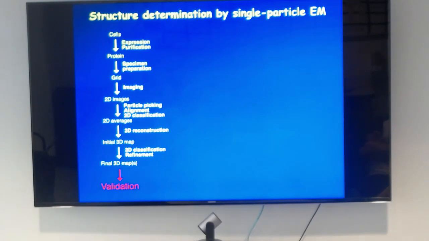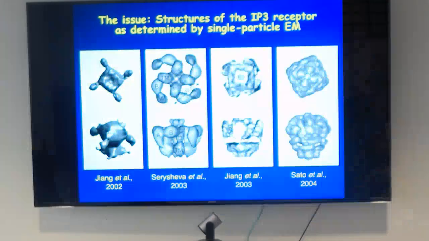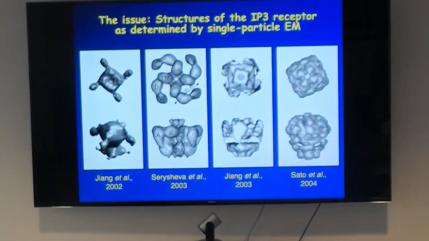So the idea is, if you do everything correctly these days, validation is really not necessary anymore, because you usually get to high enough resolution that you will see alpha helices, you will see the pitch, so you know the handedness and all this. But in olden times, this was actually not the case. You get these kinds of structures. How do you decide which one is correct?